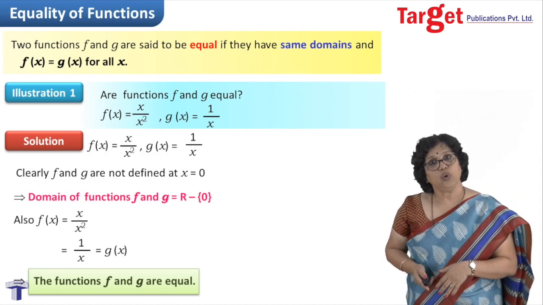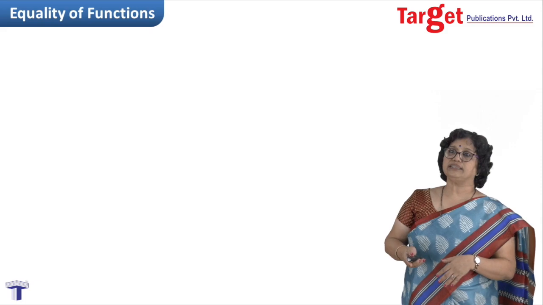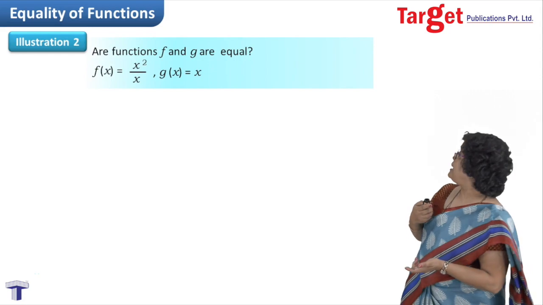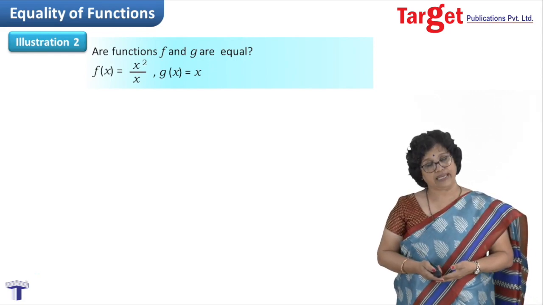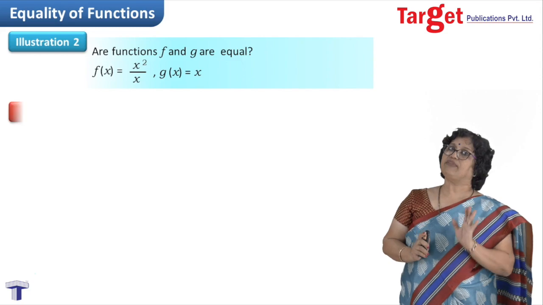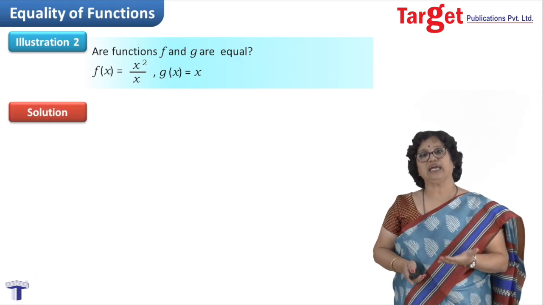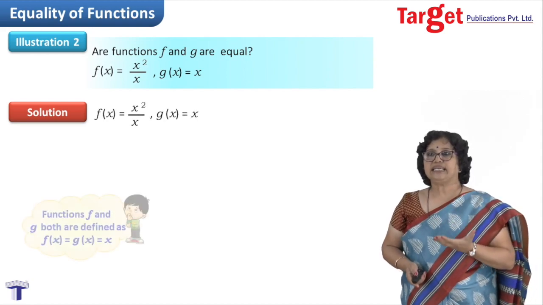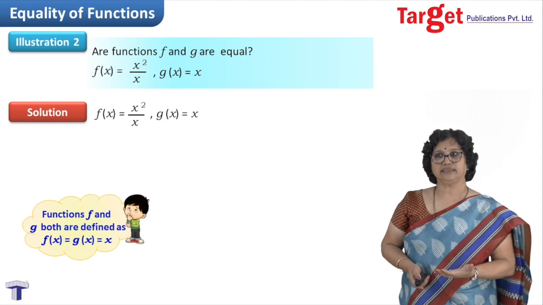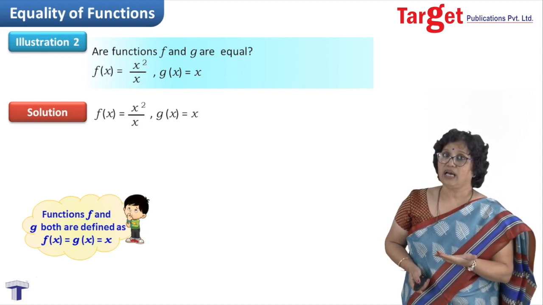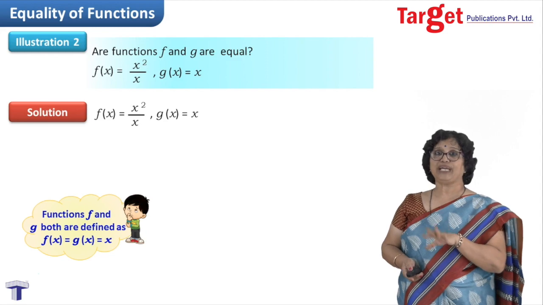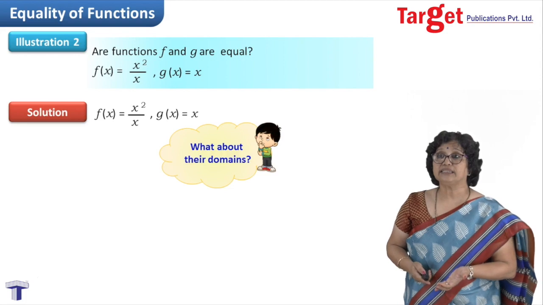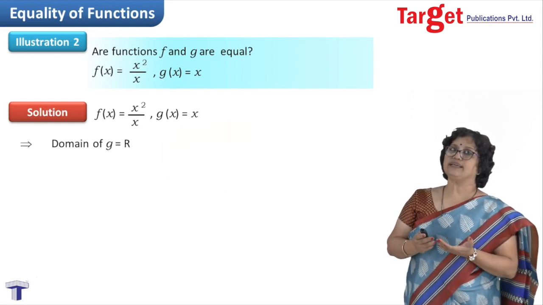Now let us go to the next question. Now my f and g are x square upon x as f(x) and g(x) equal to x. Again same idea, that we will check their domains and we will check if f(x) equal to g(x) is happening. What happens is that I say x square upon x is x for f(x), and that is same as g(x). So f(x) equal to g(x) may happen. But what about their domains? Are domains equal? The thing is, g(x) does not have any problem because it is defined everywhere.